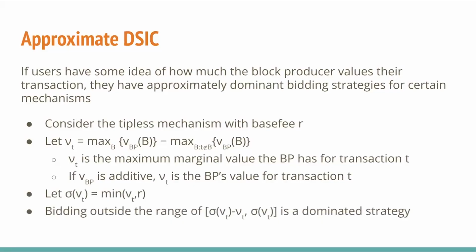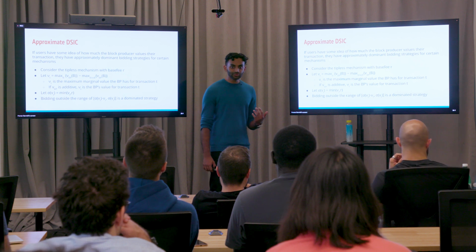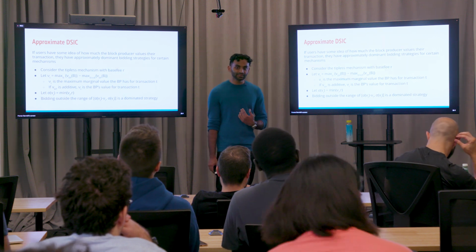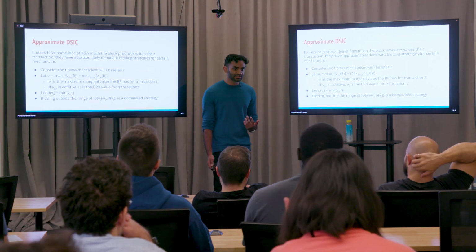And so now, to formalize this idea we were talking about earlier, in the tipless mechanism the amount you want to underbid from the base fee is exactly how much value the block producer has for your transaction. Because the amount of value the block producer has for your transaction is basically the amount the block producer is willing to subsidize your transaction.